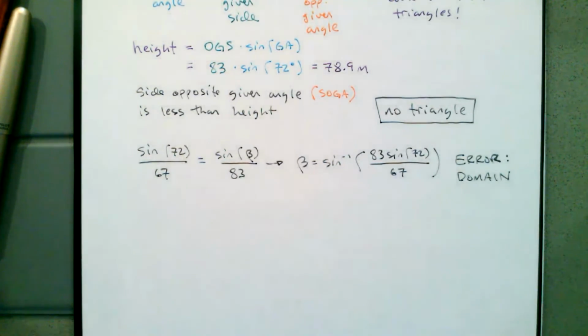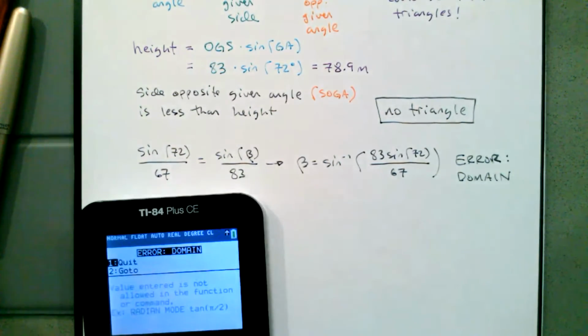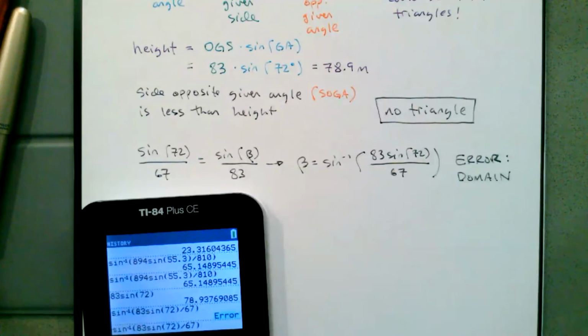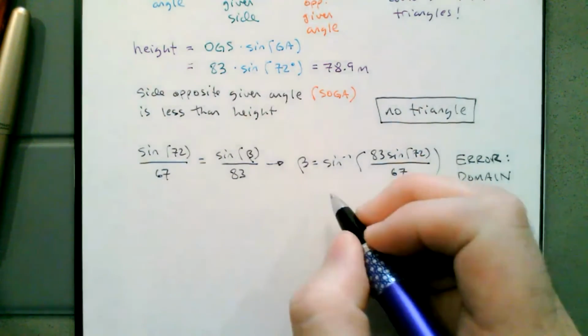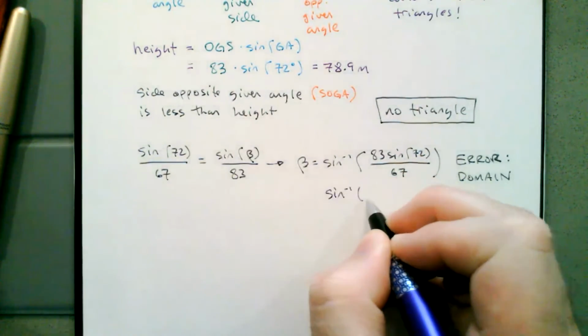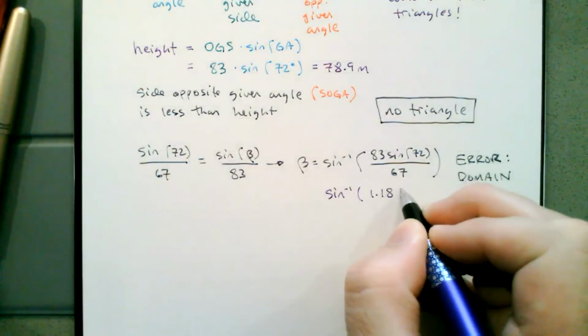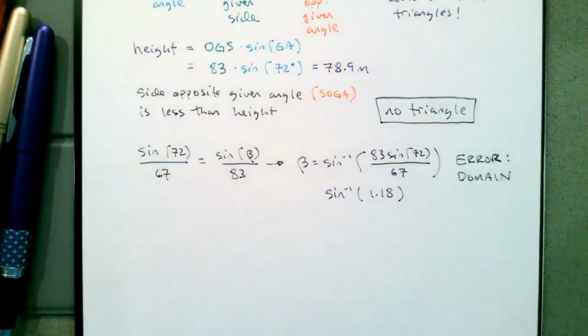What we're trying to do is, if we look at the parts that we're trying to take the sine inverse of, if we just look at the 83 sine 72 divided by 67, that's more than 1. So notice what we're trying to do is find the sine inverse of 1.17. But no angle has a sine of 1.18. The opposite side can't be greater than the hypotenuse. The range of sine is from -1 to 1. So the domain of inverse sine is from -1 to 1.